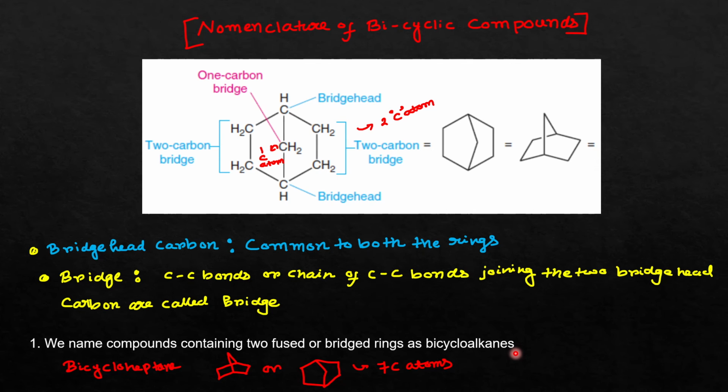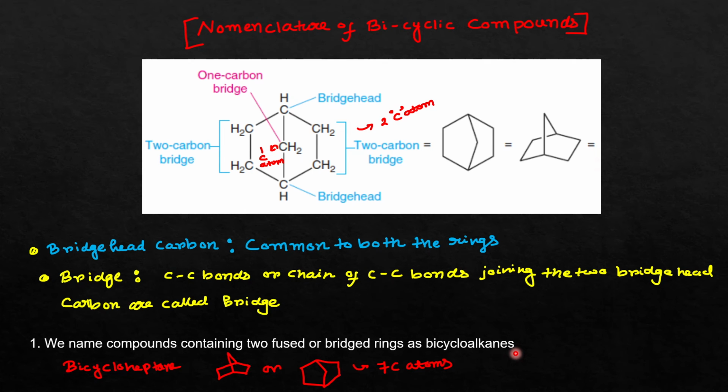Okay, now this is an example of a bridged ring. Now if you see this one, this is not a bridged ring, this is a fused ring, because there is no third bridge. In this case there is no bridge, the 2 carbon atoms are directly joined together, so that's why they are called a fused ring.